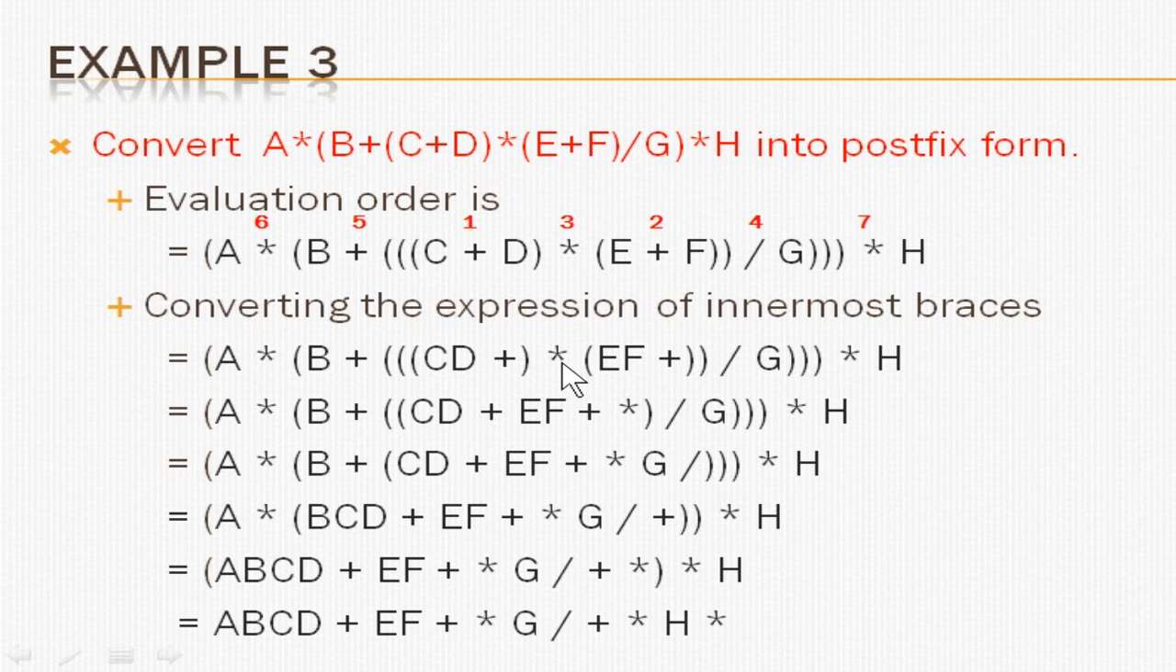Now A asterisk B is given, so convert it into A B asterisk. You have to combine this, then put the asterisk symbol outside. So remove those inner brackets. Now you have an expression A slash B. Now you can convert it into A B slash. So you join these two expressions and then put the slash at the end.